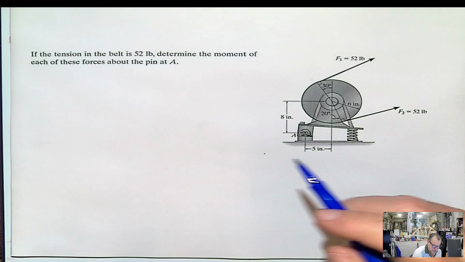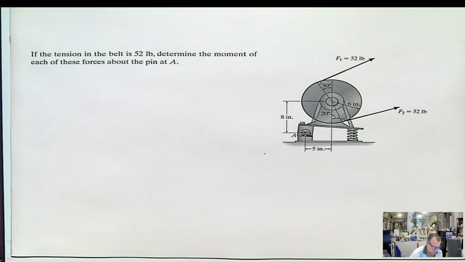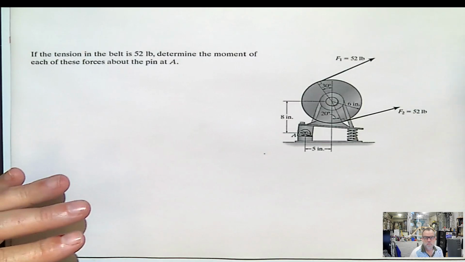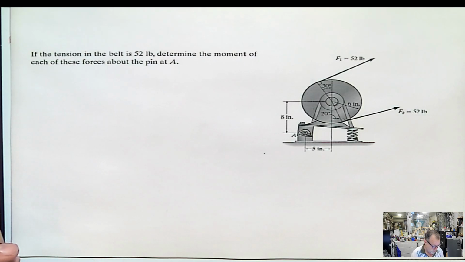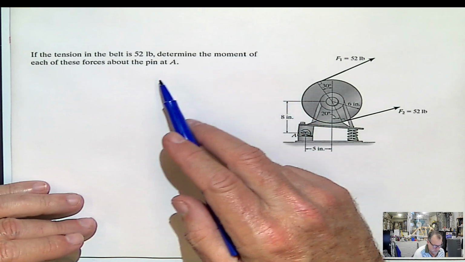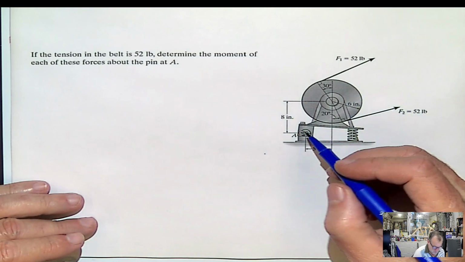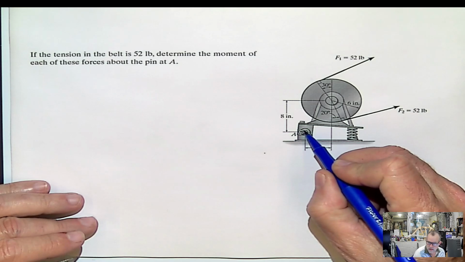Hello guys, another problem. The problem is simple, the geometry is not complicated, but you have to work it out. So determine the moment of each one of these two forces with respect to the pin at A. This is the pin at A located right here.